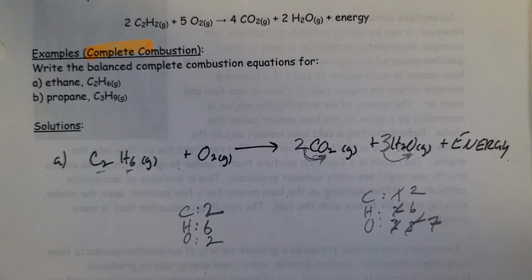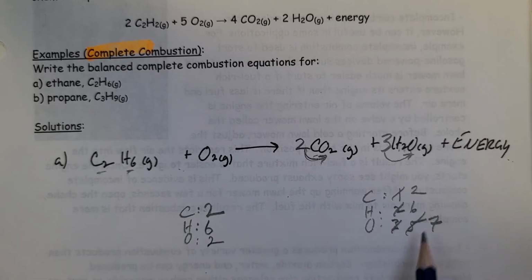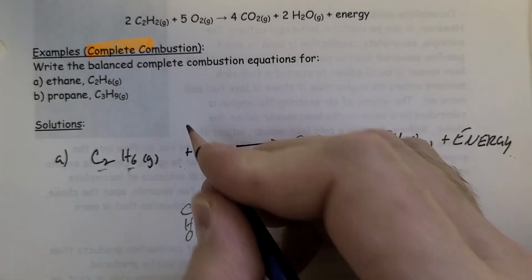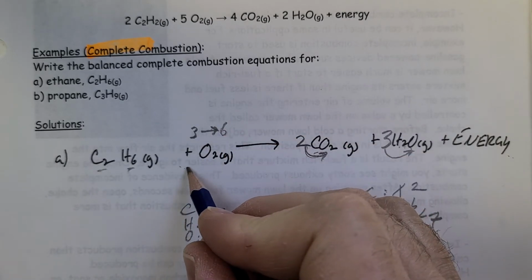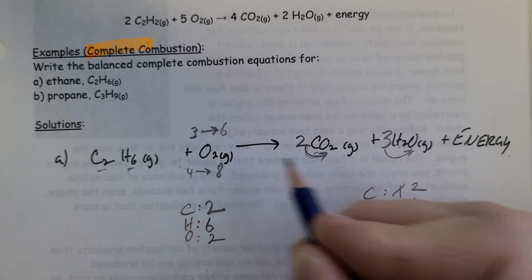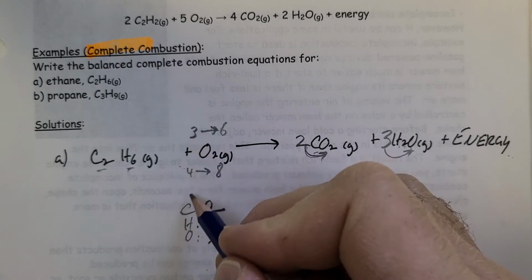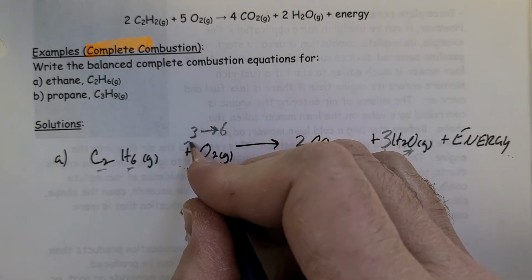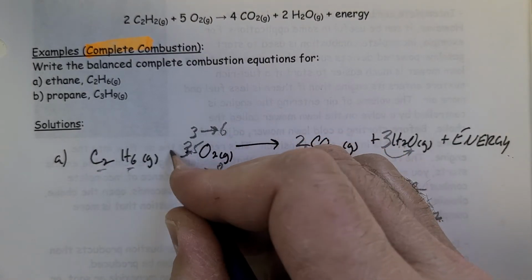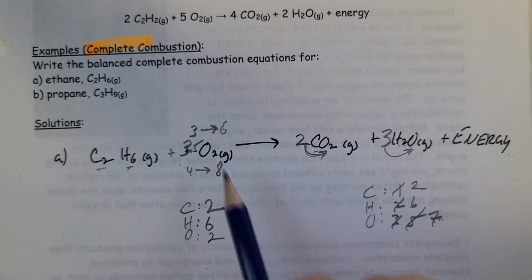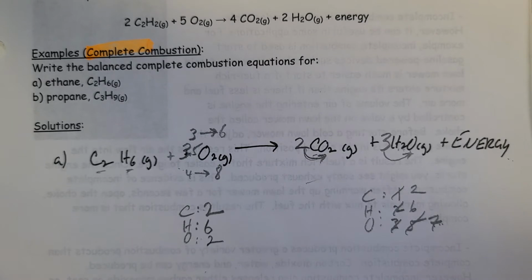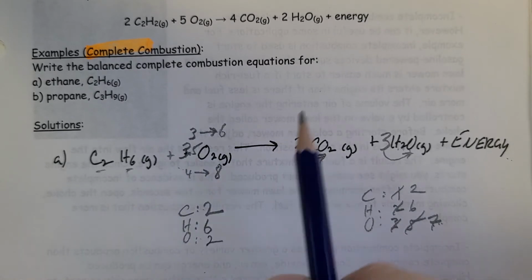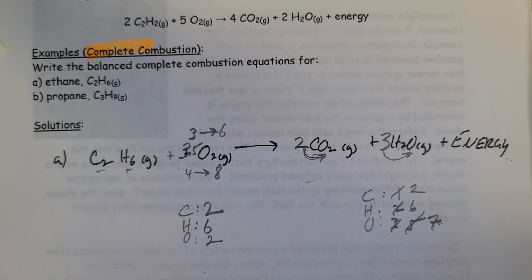Now this is an issue here because we have an odd number of oxygens, and I know that if I put a 3 in front of here, that's going to give me 6 oxygens. If I put a 4 in front of here, that's going to give me 8 oxygens. So to get 7 in between 3 and 4, I'm going to need 3.5. Mathematically, that'll work. 2 times 3.5 is 7, so done. But yeah, we can't do that. We can't have 3.5 molecules of oxygen.